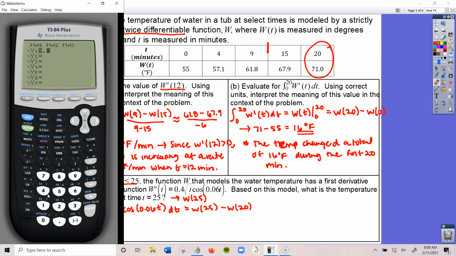So I'm going to go to my calculator now, and I'm going to type in my function. So 0.4 square root of x. I move to the side here to make sure that cosine is not inside of the square root. So times the cosine of 0.06x. Enter. I'm going to also adjust my window. Since we're evaluating from 20 to 25, I'm going to adjust my window so my x's are also 20 to 25. And now let's graph it.